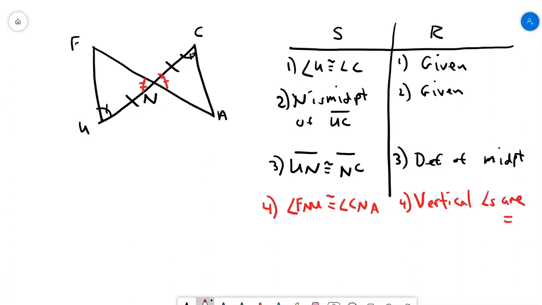I'm just going to run out of space. There we go. All right, so now look, I've got an angle, and a side in the middle here, an angle, and a side in the middle there. So therefore, the two triangles are congruent. So is triangle FUN? Of course, it has to be triangle FUN. And then the other one starts up on the top. So it's triangle ACN. Those two triangles are congruent by angle, side, angle. Two angles and the included side of one triangle, two angles and the included side of the other triangle.